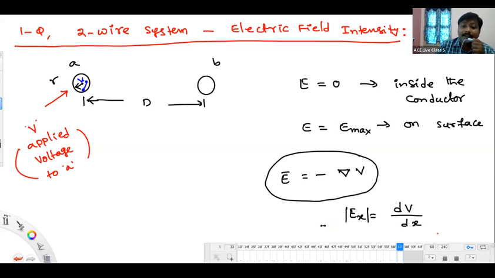Next, on the surface of the conductor, we have a voltage of V. And if you are moving from the surface to outside, then outside we don't have any excitation. Definitely there is a change in the voltage. So we have field intensity on the surface of the conductor. We have the highest field intensity on the surface of the conductor, and zero field intensity inside the conductor.